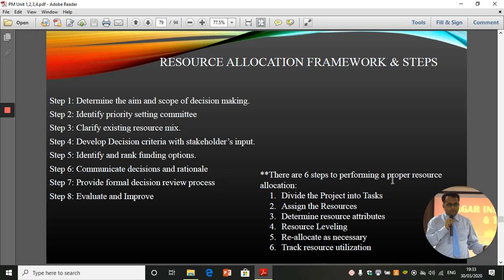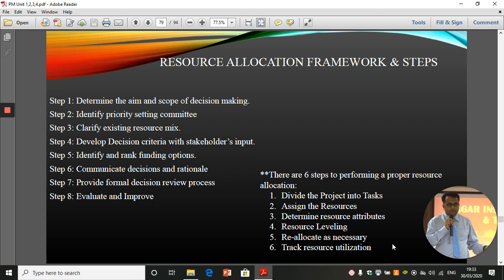There are 6 steps to performing a proper resource allocation. Divide the project into tasks. So first of all, you have to divide your project into tasks and assign the resources. Determine the resource attributes. What are the resource attributes and what kind of resources are required? Then resource leveling. Wherever you've allocated more resources, from there you take out the resources and you allocate them to the place where you've allocated less. Then reallocate as necessary, reallocate if it is possible, and then track resource utilization.